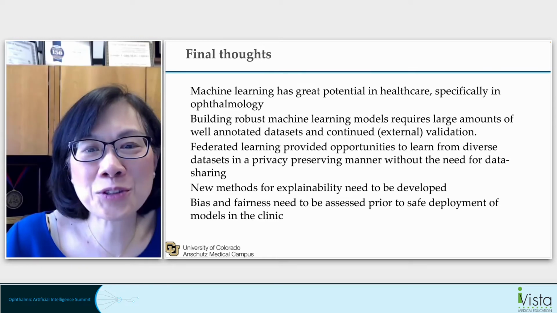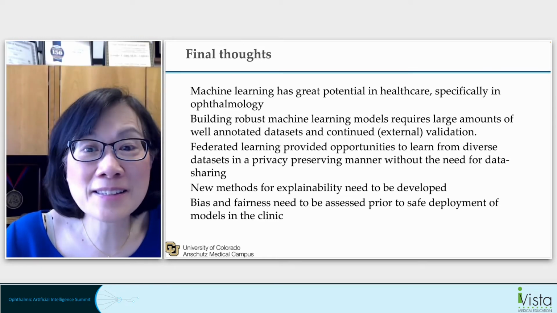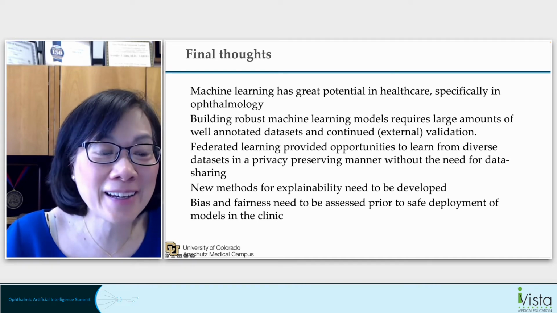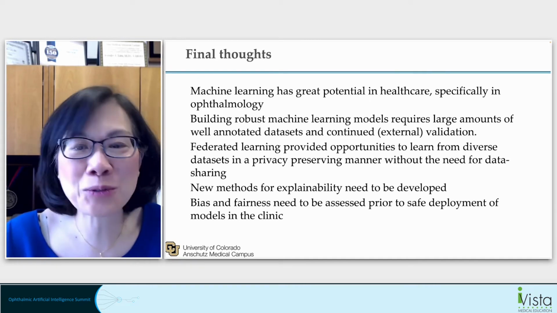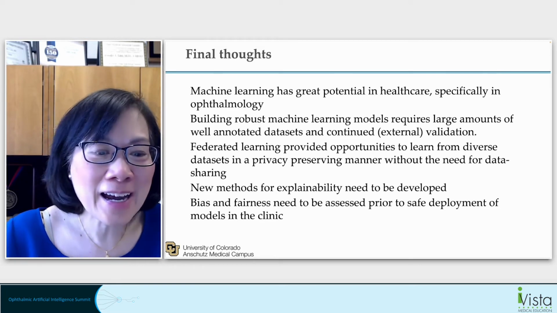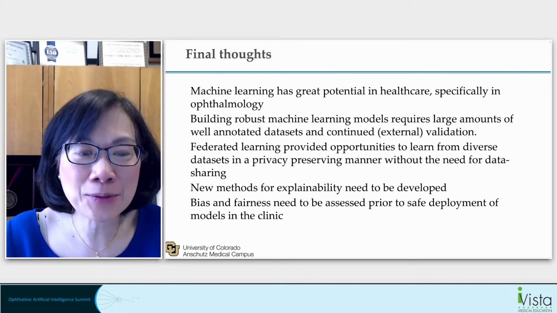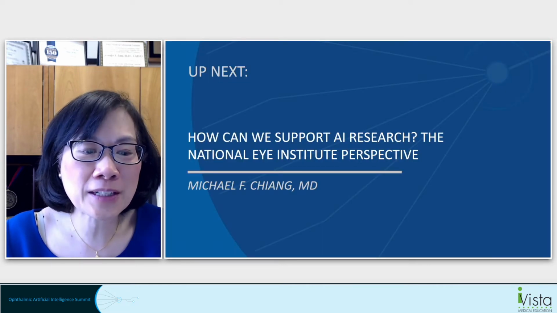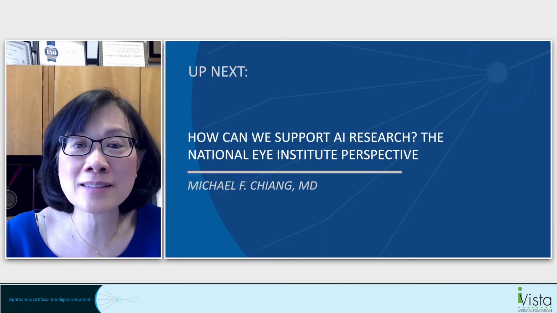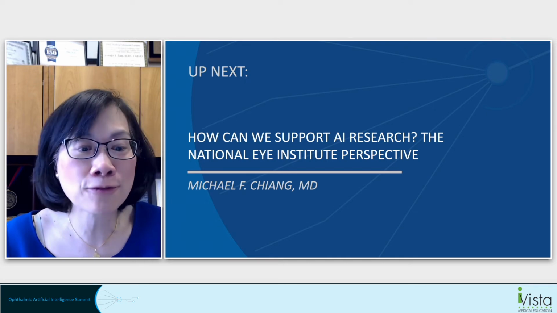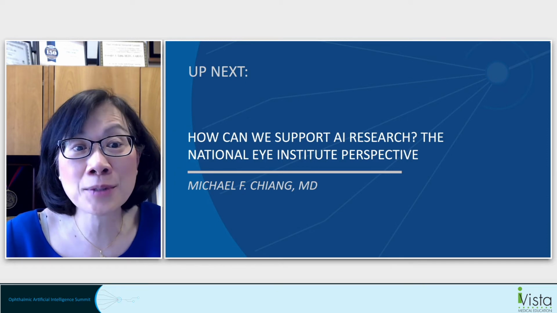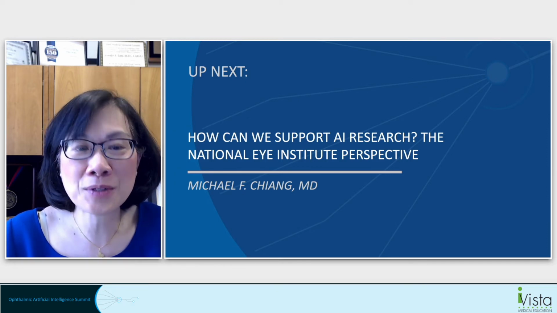Thank you so much, Jayashri. That was a great, insightful presentation of all the pitfalls to temper our enthusiasm for AI. And our next talk may address some of those pitfalls that you raised. Our next speaker will be Dr. Michael Cheng, who is the director of the National Eye Institute and the NIH. He's an expert in ROP, AI, and bioinformatics, and previously was at OHSU as a full professor. And Dr. Cheng will be speaking on how can we support AI research, the National Eye Institute perspective. Michael?